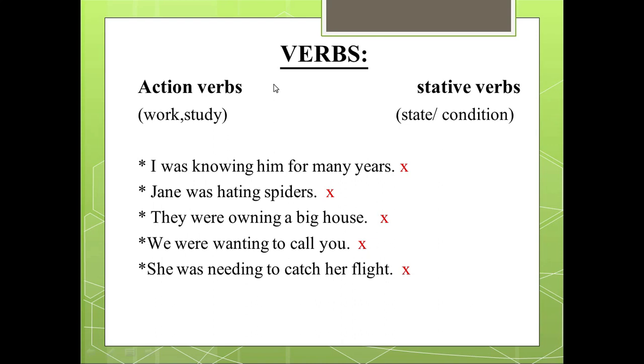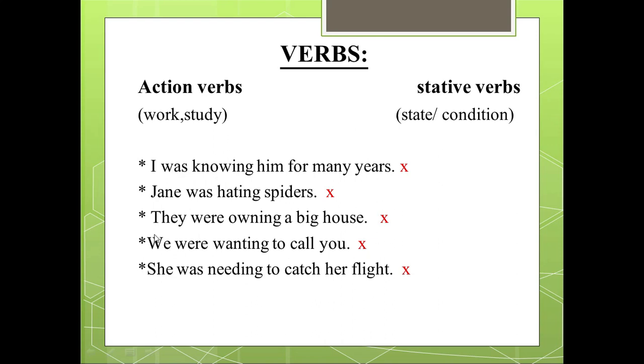And one thing that you have to keep in your mind is that we do not use past continuous tense with stative verbs. For example, I was knowing him for many years. Now, this sentence is wrong. You cannot say that, because know is a stative verb. It's a condition or a state of your mind. Okay, so you cannot use past continuous tense. I was knowing him for many years. Instead, you should say I knew him for many years. You will use past tense, not past continuous tense.